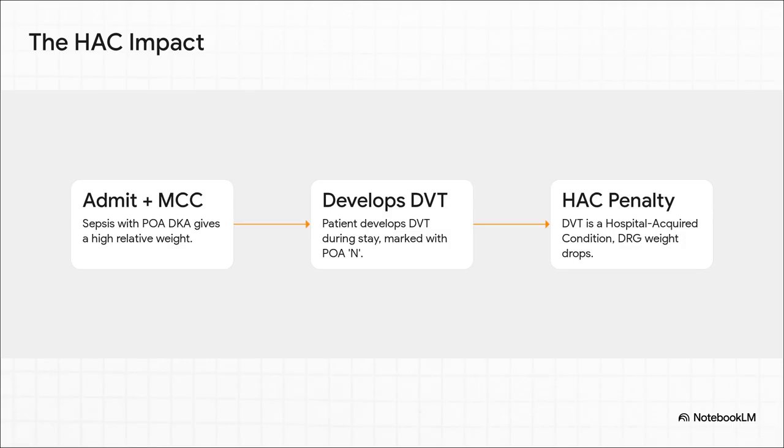Because it happened after admission, the POA flag for the DVT is N. Even though a DVT is a major, serious complication, it's now officially a hospital-acquired condition. The payer is going to completely ignore that DVT when calculating the DRG payment, and the hospital might even face a penalty. See how simply catching whether something was present on admission versus hospital-acquired shifts the entire financial reality?